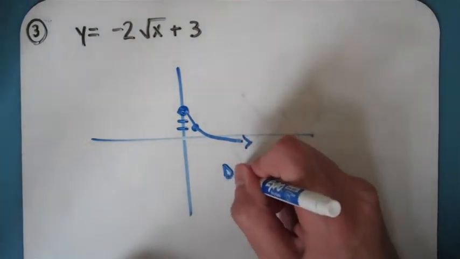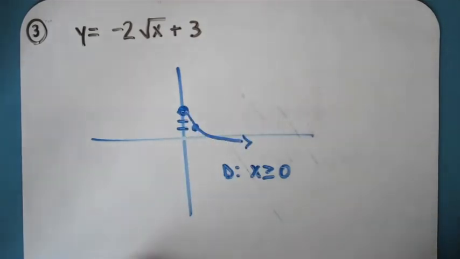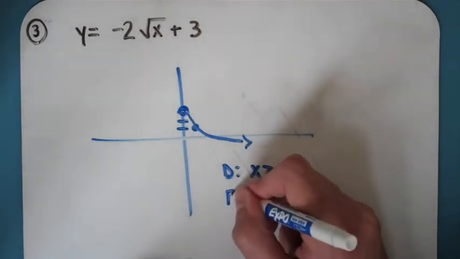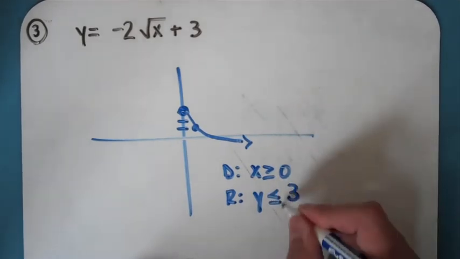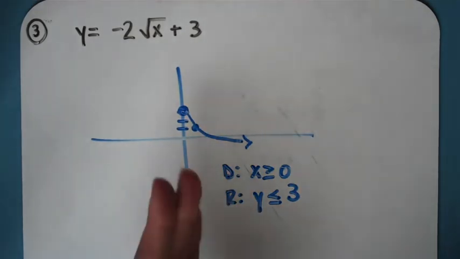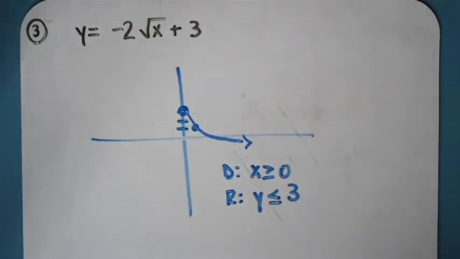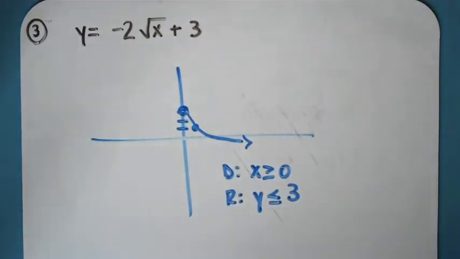My domain here is still x is greater than or equal to 0. It's going from this way over. And my range, it's going downwards here. So we're looking at y is less than or equal to 3. All of our square root function graphs have been going to the right here. In order to make them go left, you would see something going on the inside with like a negative x, which we won't really spend too much time worrying about.